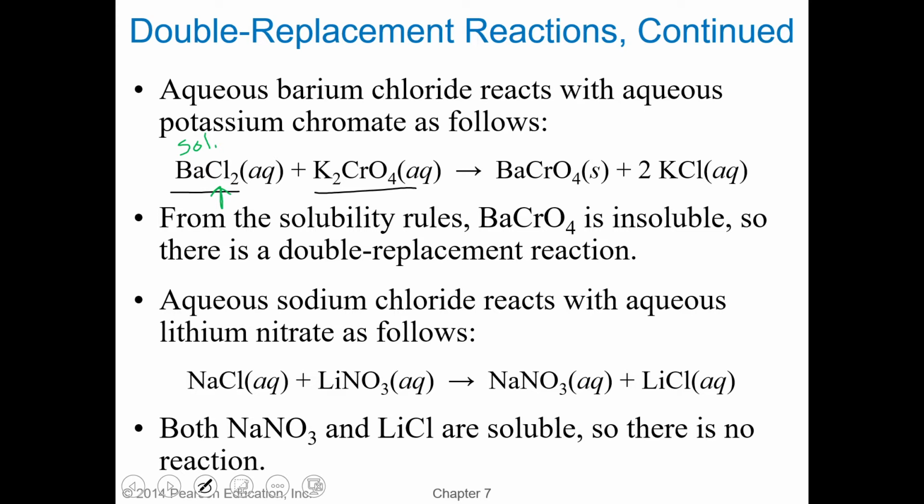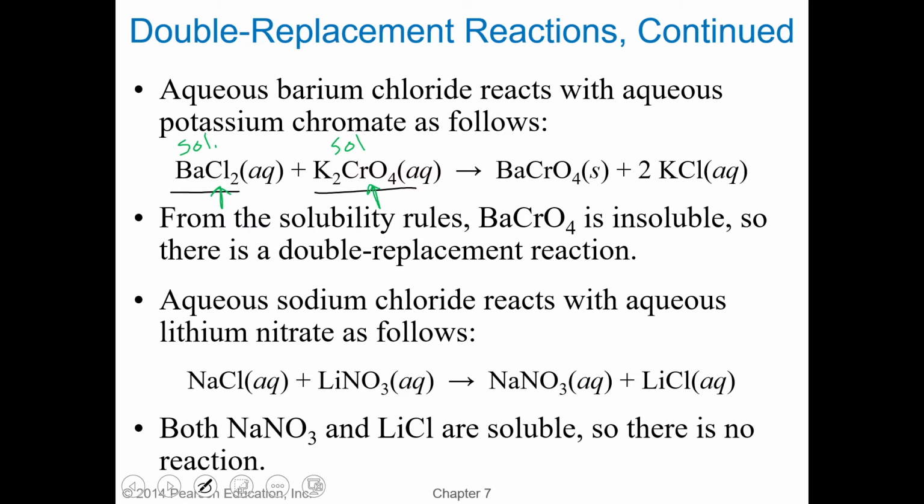Then I have potassium chromate. Chromate is usually in my insoluble section, but it has a Rule 1 exception. And the Rule 1 exception is lithium, sodium, potassium, and ammonium. Well, K is potassium, so that makes this chromate compound soluble. This becomes important because in solution, these are all broken up into their individual ions floating around. And that's how they bump into each other to form the new compounds and switch cations.